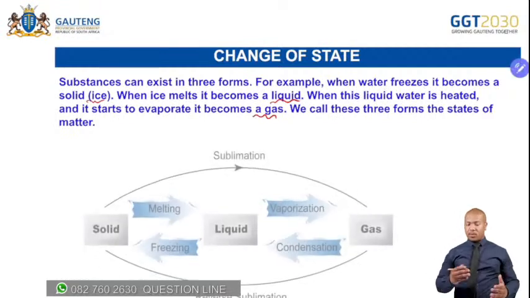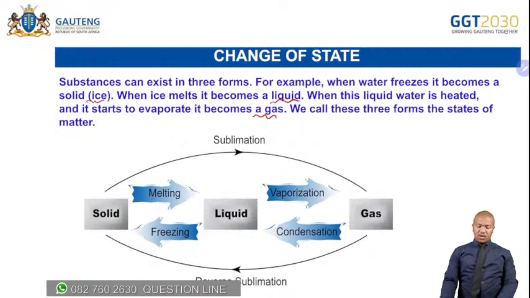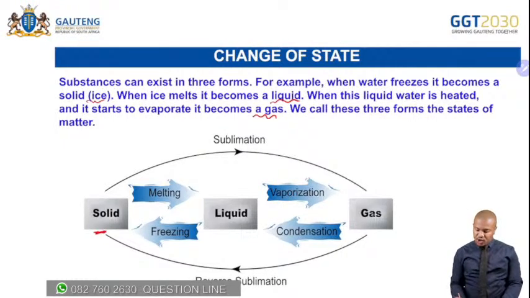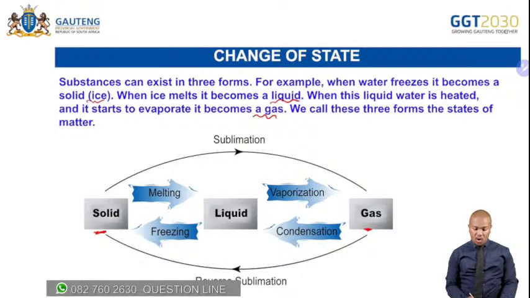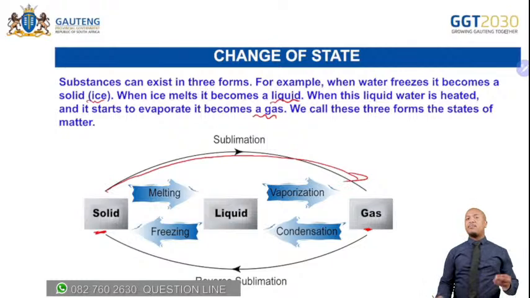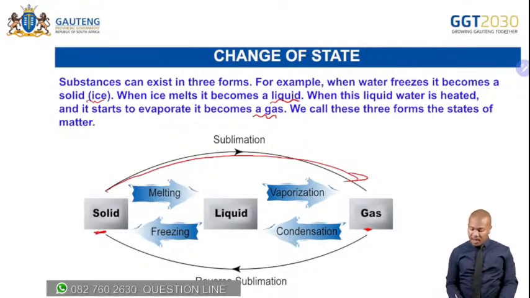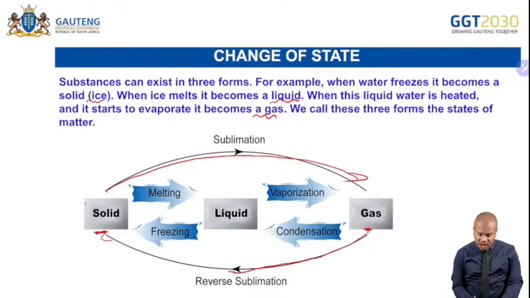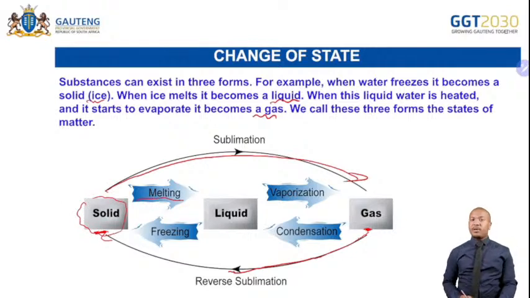So now let's look at the processes involved. To change the state of matter from solid to gas, there's a process called sublimation, right? As you can see there, we use sublimation to change what? A state of matter from being solid to a gas, and also reverse sublimation from gas to solid. And also you can change a solid and melt it, and then it becomes what?